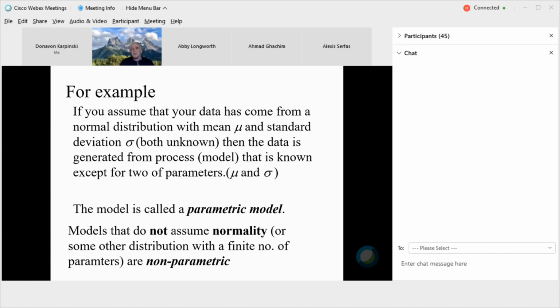For example, suppose you assume the data comes from a normal distribution with mean mu, standard deviation sigma, both unknown. The data is generated by a process that's known except for those two parameters, mu and sigma. This is a parametric model. Models that don't assume normality or some other distribution with a finite number of parameters are non-parametric.